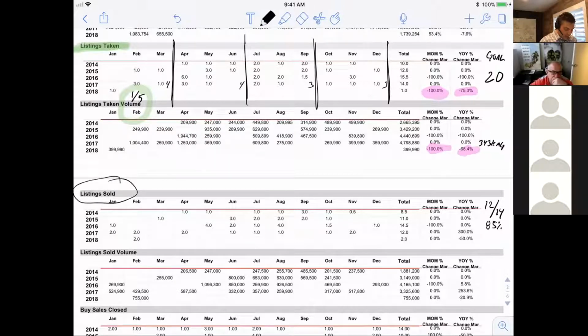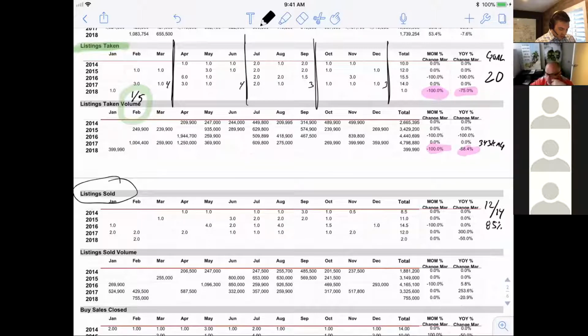Listings sold, one of the things that's really interesting is so many of our agents right now, if I ask them the question, what percentage of your listings are selling? Everyone's like, oh, 100%, they all sell. But that's not the truth for most of us. We tend to ignore the ones that we lost, or the ones that sat on the market, or whatever it was.